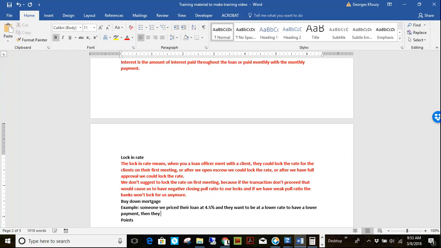Then they can say that they want to buy down the rate from 4.5 to 3.99, and for lowering the rate, they have to pay what we call discount points upfront to have the lower rate. They're buying it down.